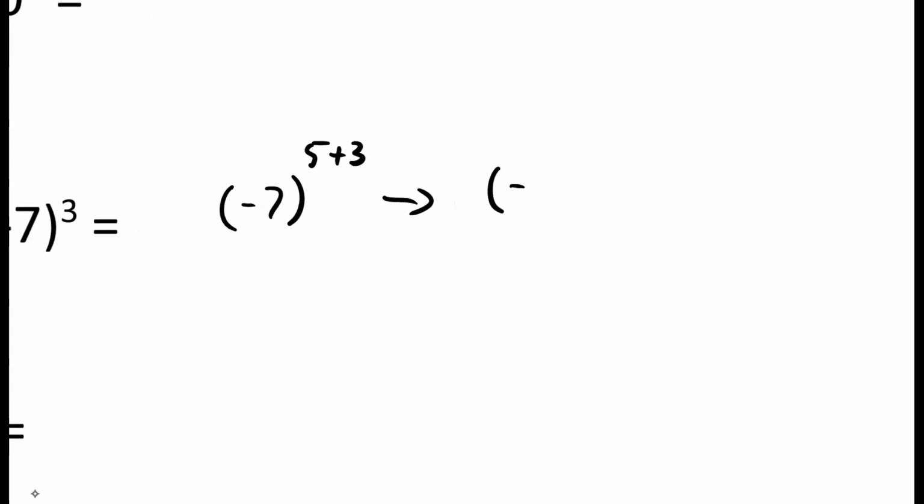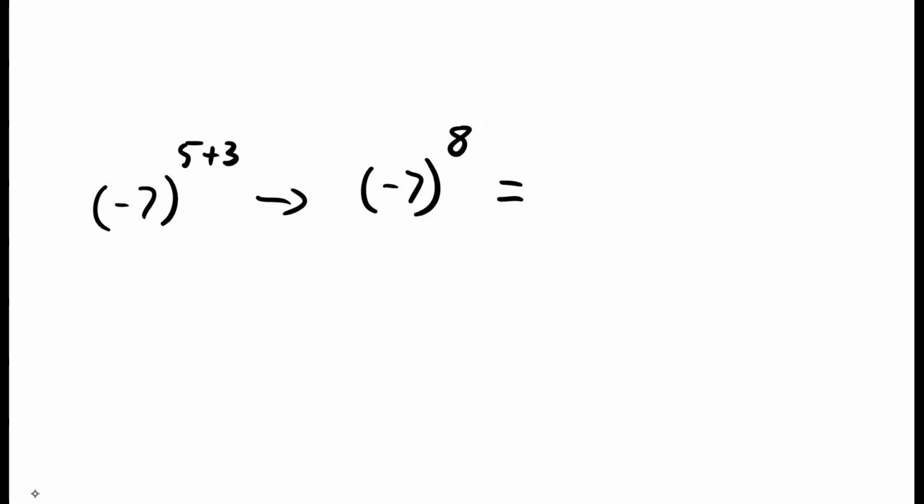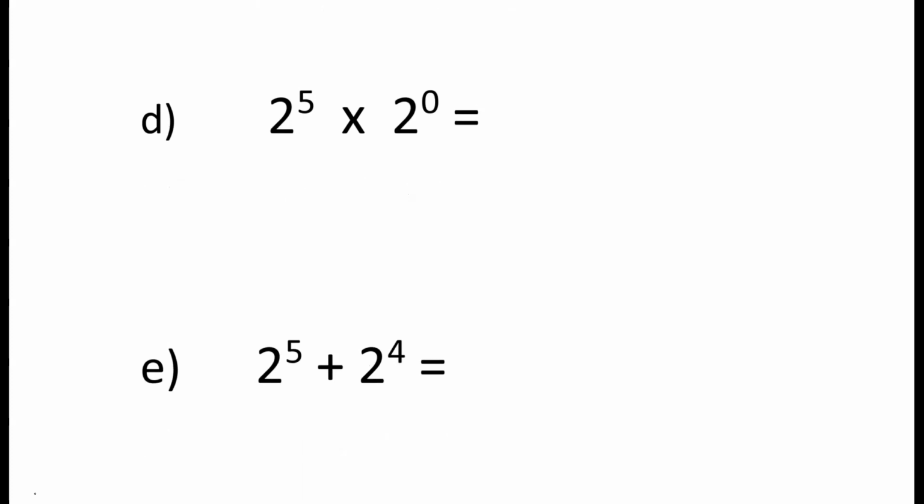So our base is -7 and our exponents are 5 and 3. So 5 plus 3. This gets us -7 in brackets with an exponent of 8. Now because we can evaluate this, we get an answer of 5,764,801. Again, you're using your calculator to find this. For D, I'll leave for you.